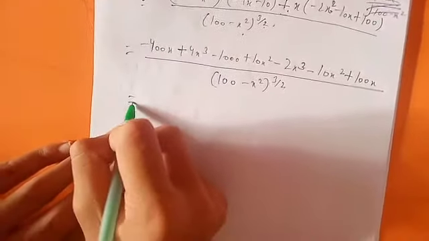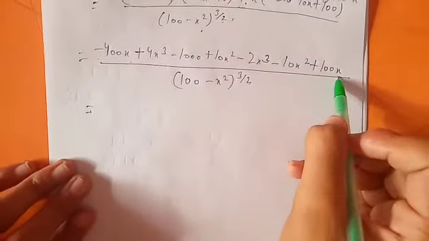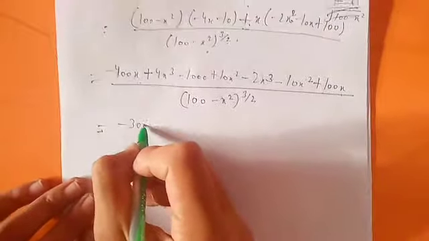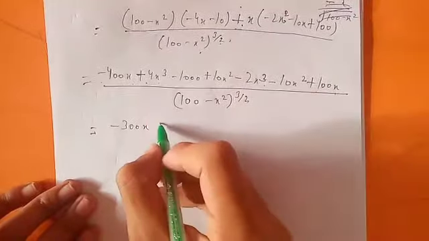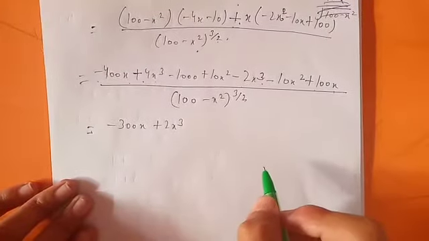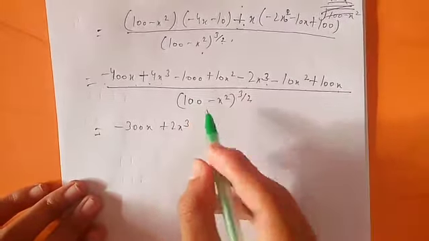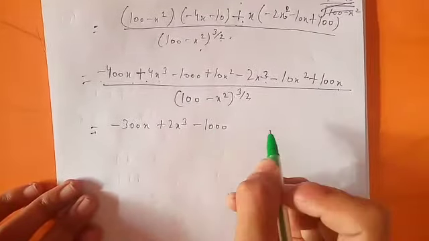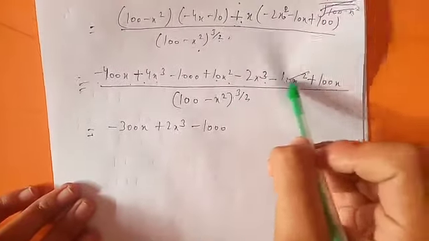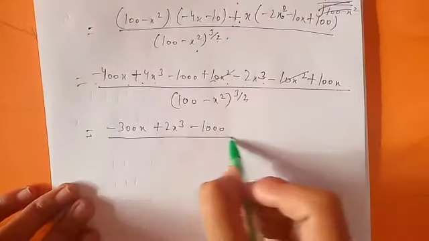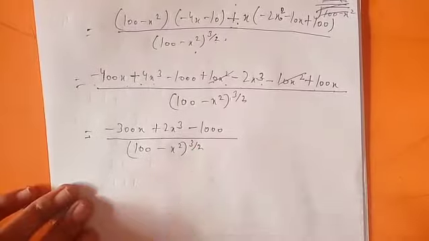So next step, minus 400x plus 100x gives us minus 300x plus 4x cube minus 2x cube plus 2x cube. Minus 1000 remains as it is, and this 10x square cancels, minus 10x square. This whole divided by 100 minus x square to the power 3 by 2.